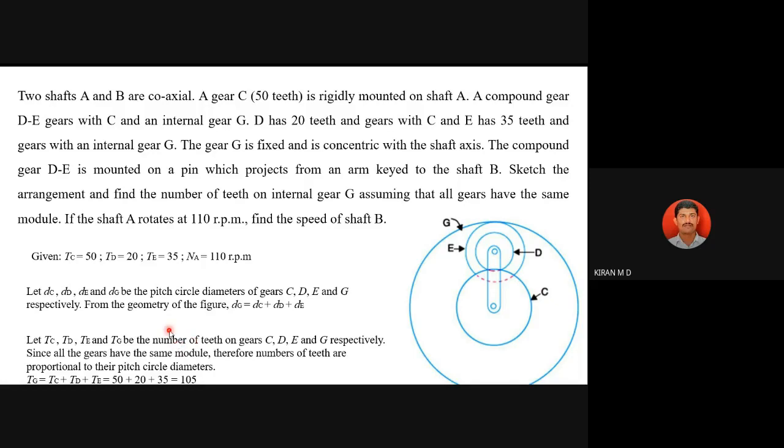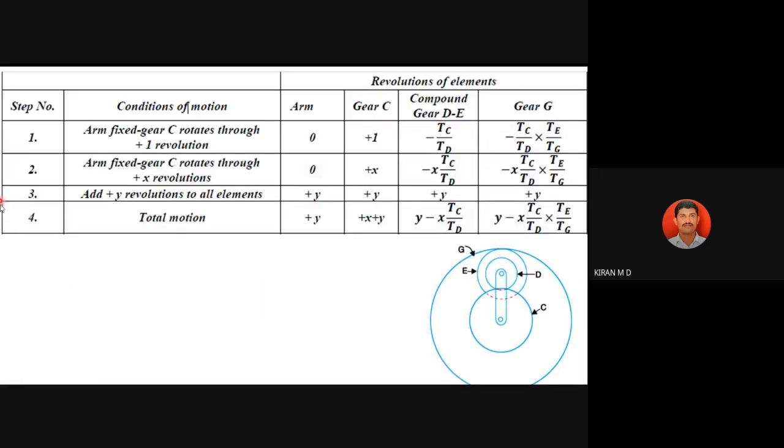Okay, so next we have the number of teeth on gear G. So next we need to write the table for this one. The first column and second column are fixed. When you are mentioning the gears, you have to start with the gear you started with. First I wrote the arm, and I will start from here because I need to measure the gear speed of this one only.